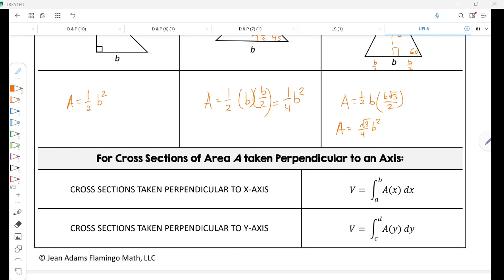Word of warning, know what you're doing and think before you start writing things down and end up using the wrong formula. Both of these formulas are the same. It just depends on whether they say that the cross sections are perpendicular to the x-axis or perpendicular to the y-axis. This is not like the problems we did on the other page where you can get the same result no matter which way you do it. Your shape is going to be different if you do it x versus if you do it y. So they're going to describe the shape and literally tell you which one to do. And luckily, if you're perpendicular to the x-axis, then it's going to be in terms of x. If you're perpendicular to the y-axis, you're going to be in terms of y.